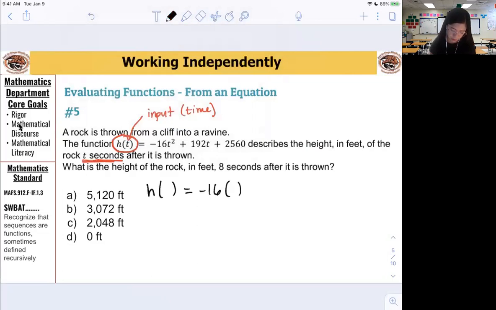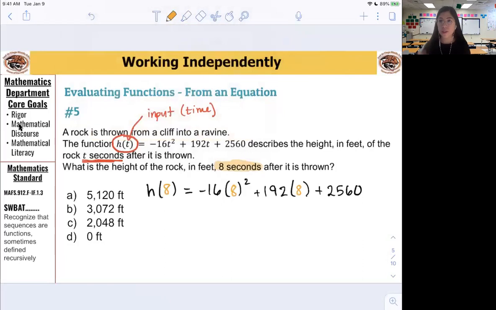So everywhere you see a t, you're going to plug in whatever value it asks you to plug in. And in this case, it's asking me to plug in an 8 because I want to know what the height is going to be after 8 seconds. So I'm going to plug in 8. Again, everywhere you see a t in the original function equation, you're just going to plug in that 8.